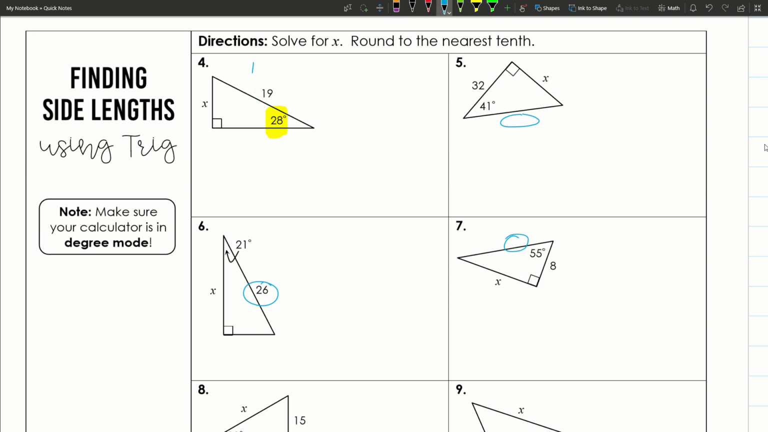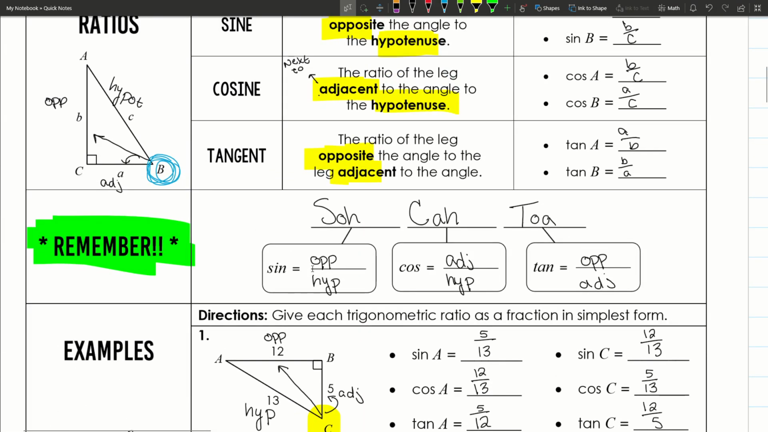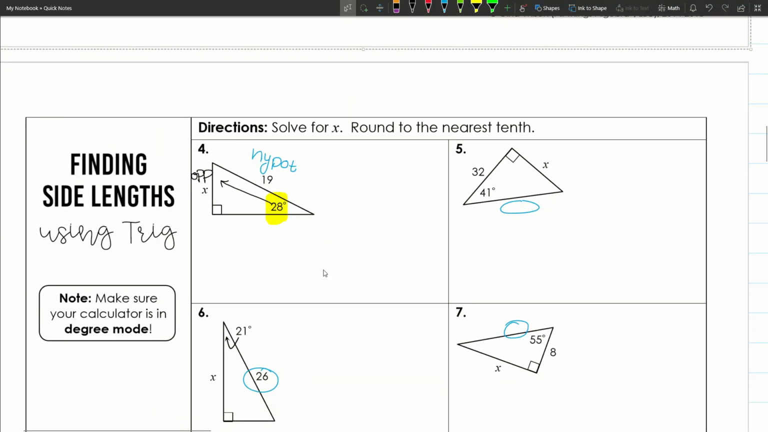I know I have my hypotenuse. And I also have my opposite. So I need to figure out what uses opposite and hypotenuse only. So I'm going to look back up here. Opposite and hypotenuse is sine. So we would do sine.